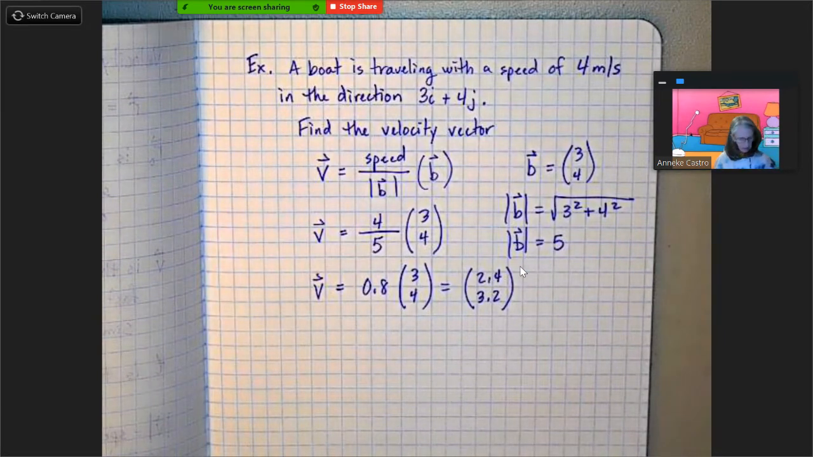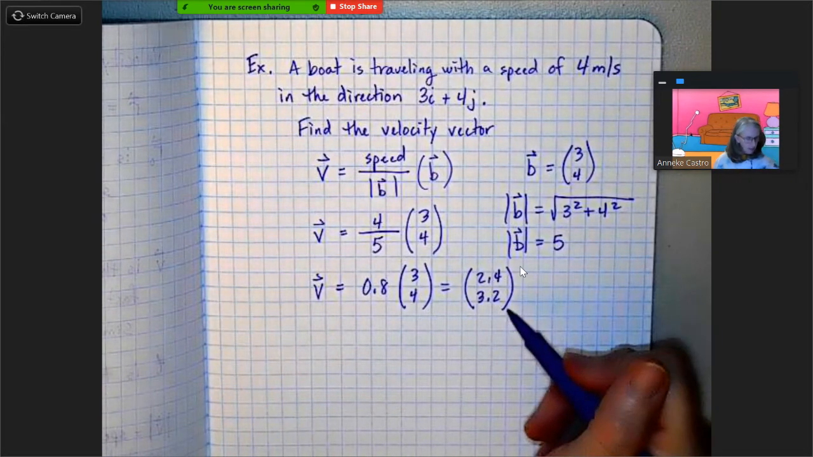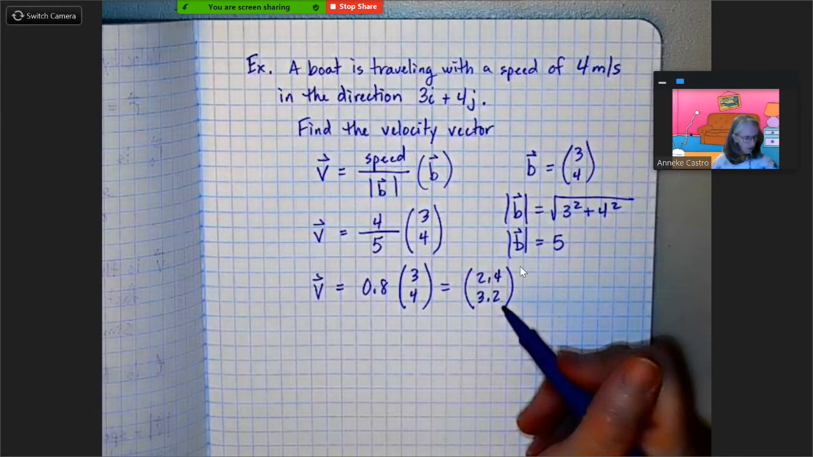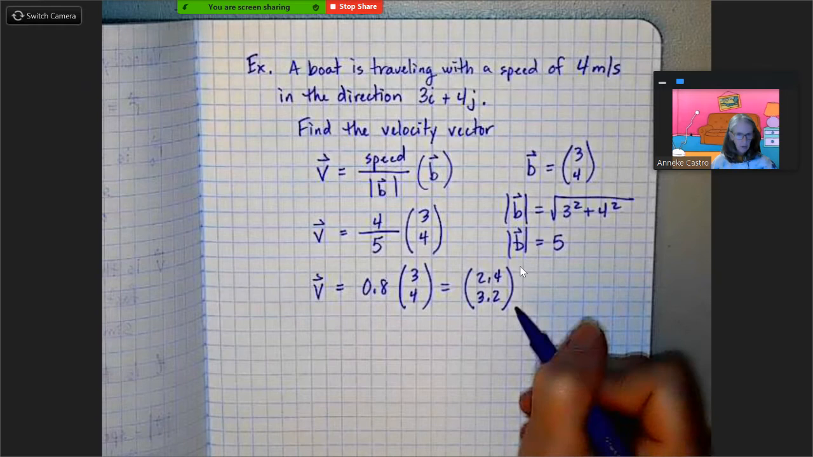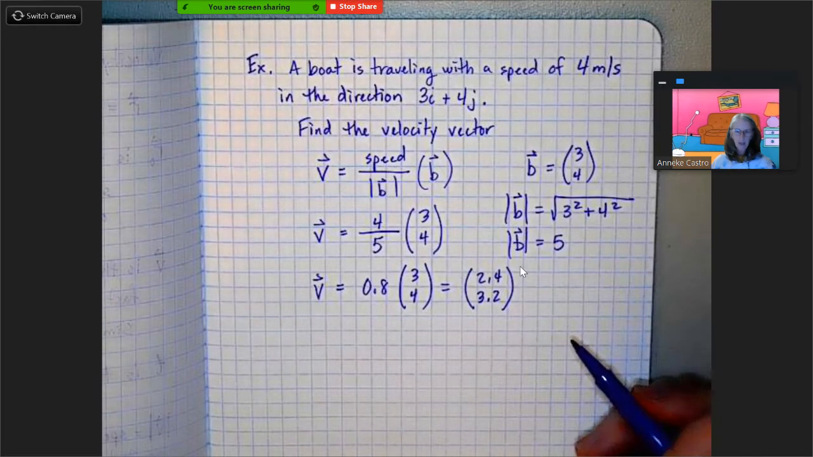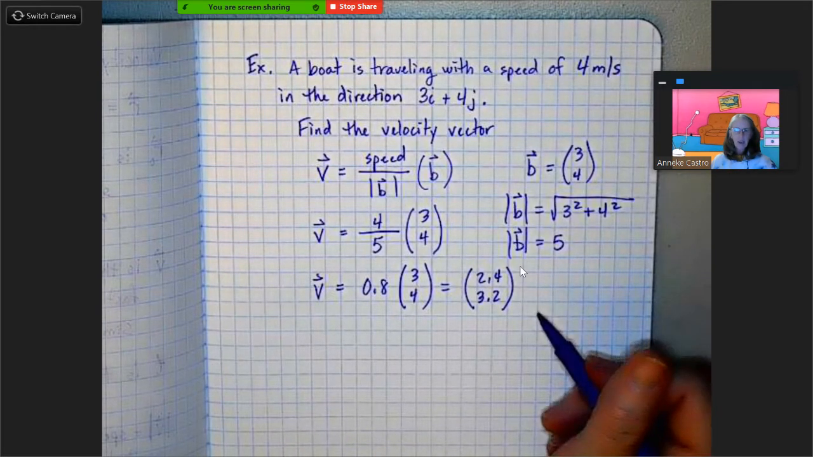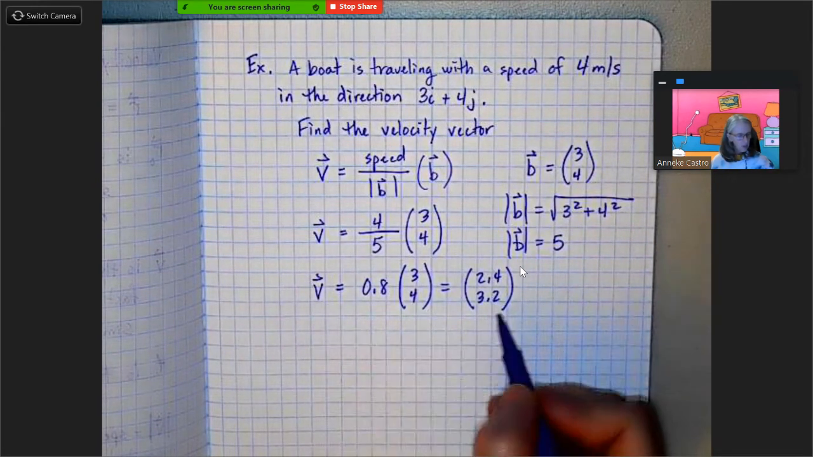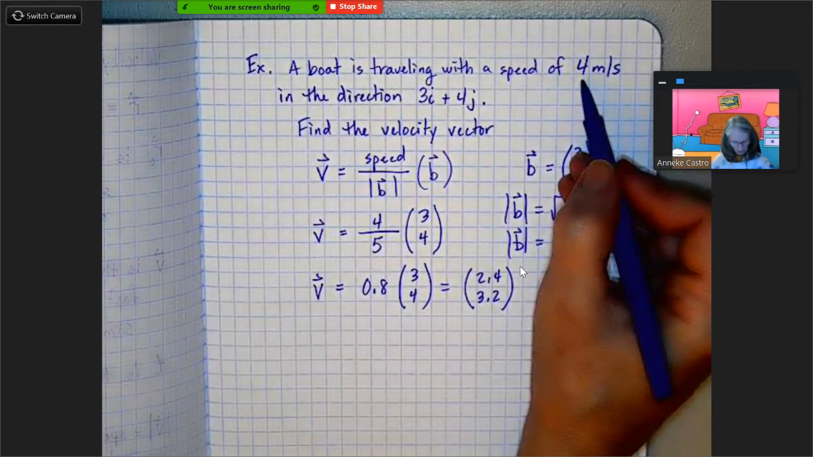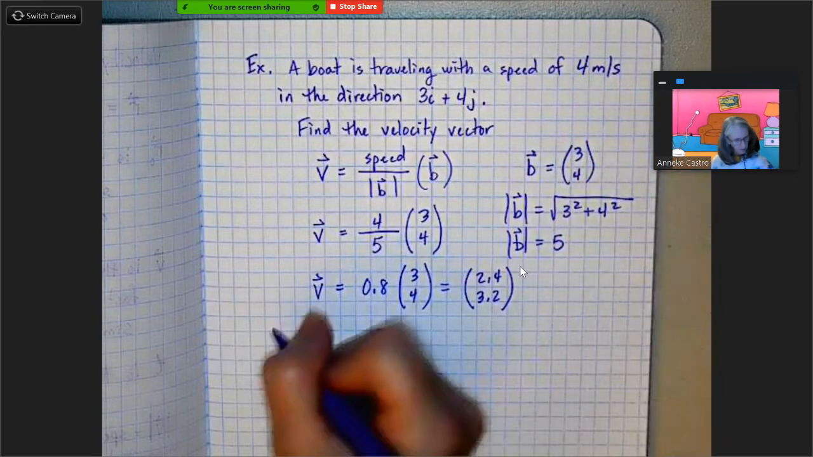I'm going to explain that in a second. But before I do, let's just check. If I have a vector that goes 2.4 in the x direction and 3.2 in the y direction, what's going to be its magnitude? Okay, this is a velocity vector, and I said the magnitude of a velocity vector is the speed. So if I take its magnitude, I should get this speed, which is 4. So let me just check it.